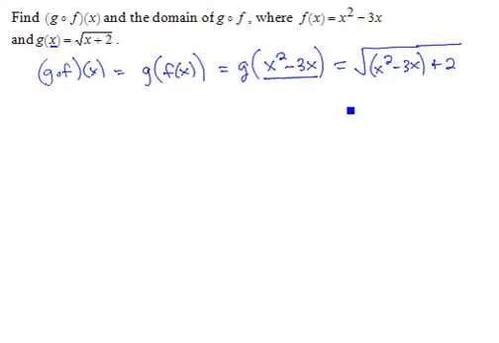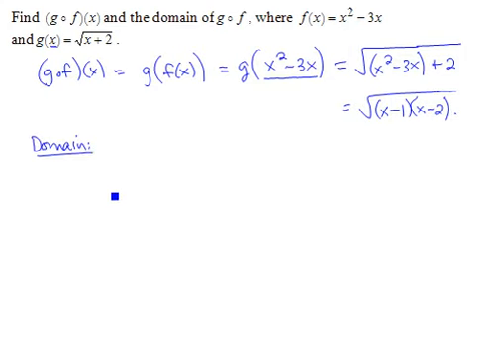Simplifying that by removing the parentheses gives us x squared minus 3x plus 2, and that's factorable into x and x. We can have a minus 2 and a minus 1, and if you multiply that back out, you'll find you'll have x squared minus 3x plus 2. So that's the expression for g of f. Let's look at the domain.